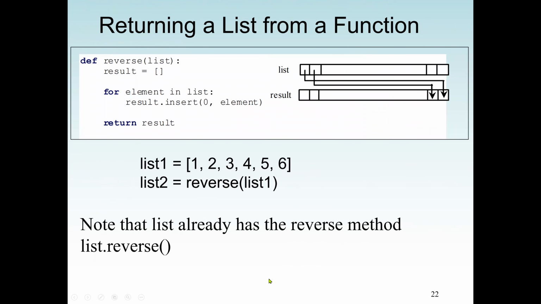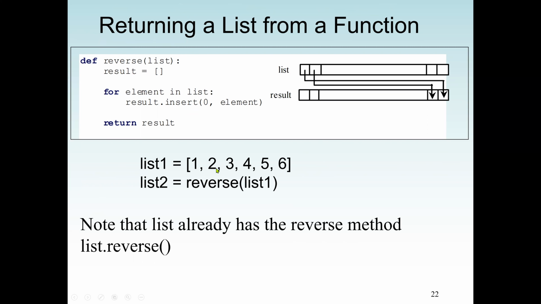Now, next is returning a list from a function. So here we have a function named reverse, and the argument is a list. Again, we declare an empty list, and we say for element in a list, we are going to insert the element in position 0. Then we return the result. So we have result.insert, 0 and then the element.